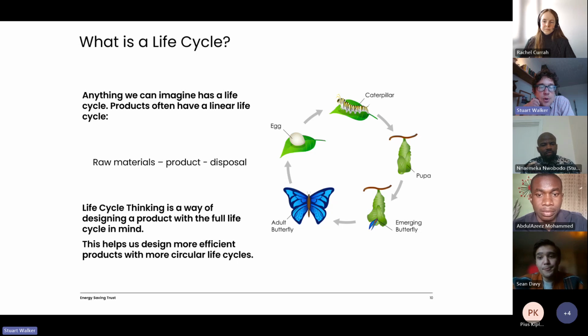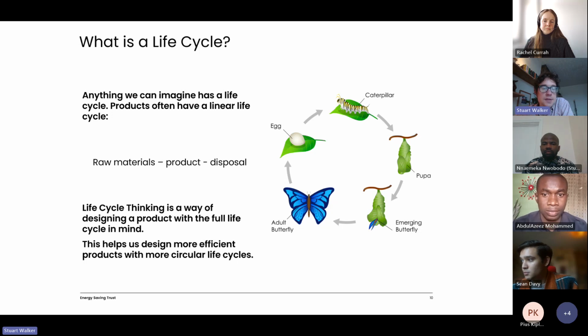If we think about it in a product sense, it's taking some raw materials, making them into something that becomes a product, then that product is used, and then that product is disposed of, and then that becomes waste or whatever it does at the end of its life. That's its life cycle. So life cycle thinking is a way of thinking about that whole life cycle throughout the design process. So when we look to make our product, it's not just thinking about how we can use those raw materials to make it.